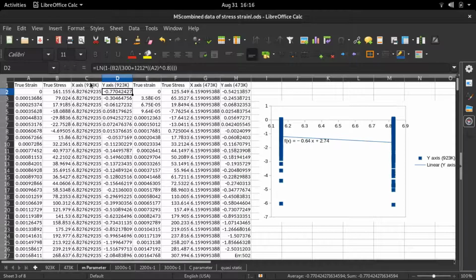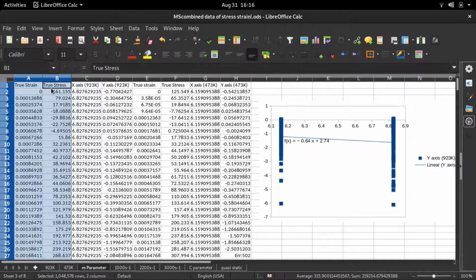So here I have taken only two temperatures, 923 Kelvin and 473 Kelvin. This is the true stress versus true strain graph for the temperature 923, and this is one more true stress versus true strain graph for temperature 473. So here what I have done is, this will be ln of temperature. Whatever temperature this is, ln of that temperature. This is the same value all around.